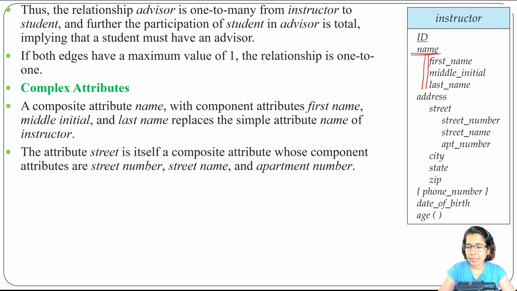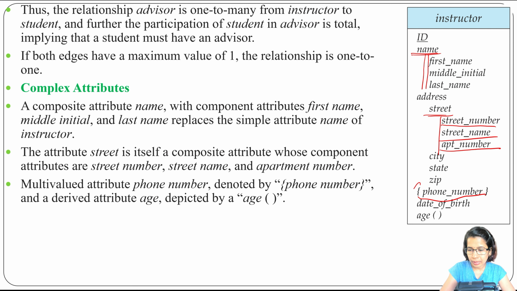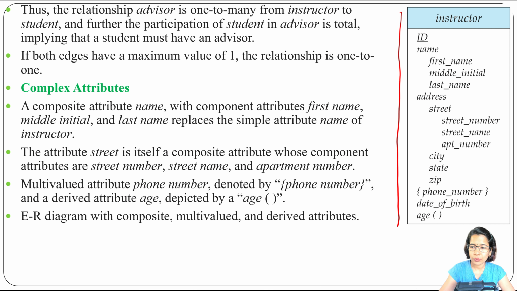Okay, next is the street. Street is also a composite attribute. It has street number, street name, apartment number. Next phone number. Phone number is a multi-valued attribute. One person can have multiple phone numbers, so we can write it inside the braces. Next age. Age is a derived attribute. Age value can be derived from date of birth. For derived attribute we use this bracket, and for multi-valued attribute we use left brace and right brace, and for composite attribute we write the composite parts below that attribute. So this is an entity set with composite, multi-valued and derived attributes.